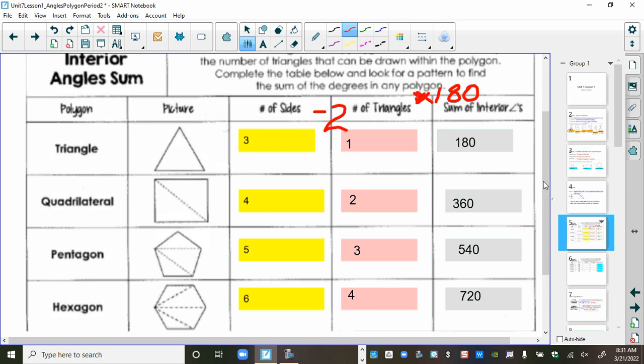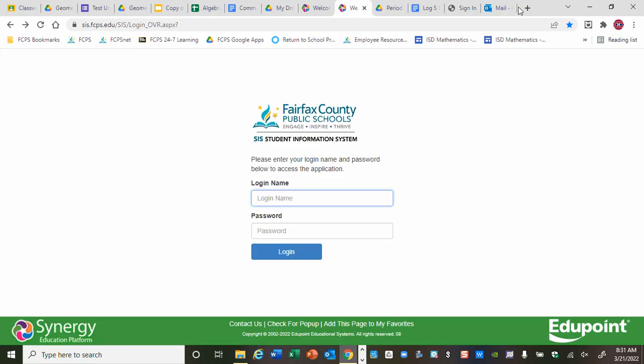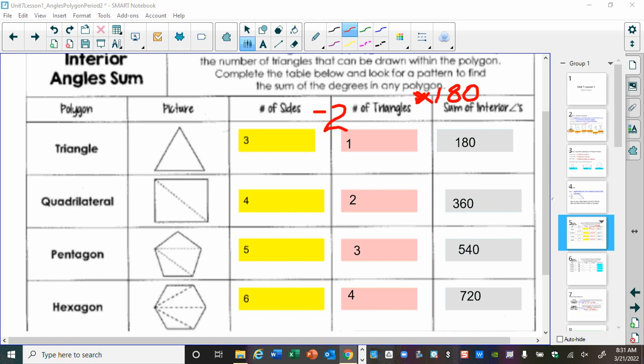Now, the next slide is going to be basically the same thing. So once everybody has copied down this information, we'll go to the next slide. Let me check attendance real quick. All right. Are we ready for the next slide, ladies and gentlemen?